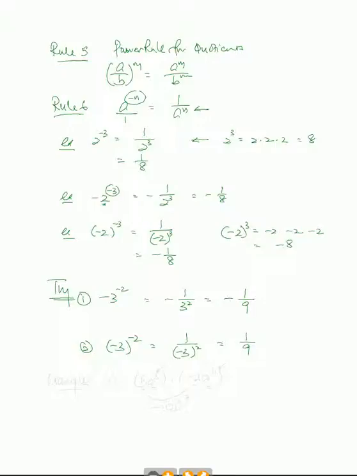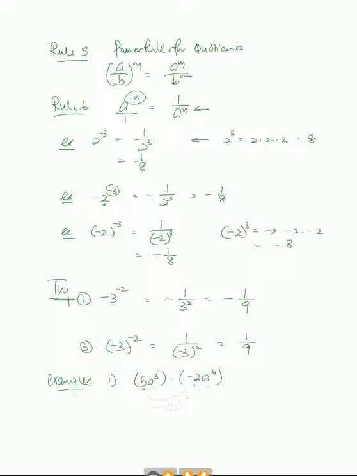Let's look at some of the examples before we continue with more rules. So let's try example number 1. Let's say we are talking about what's 5a cubed multiplied by negative 2a to the 4th power.